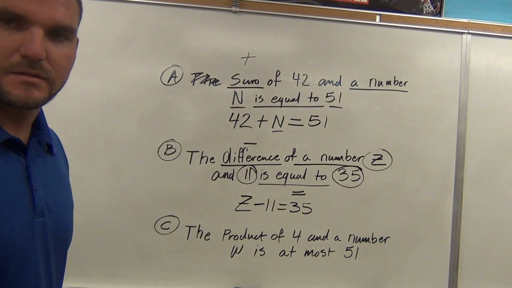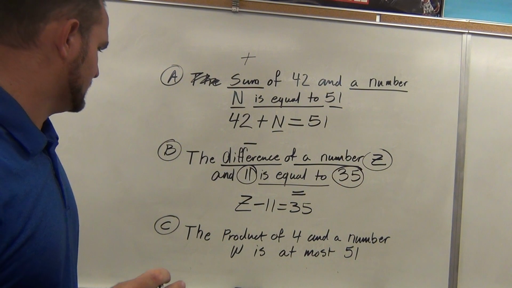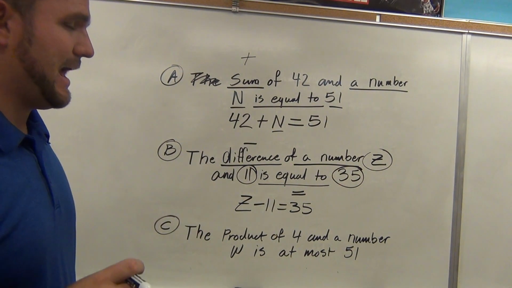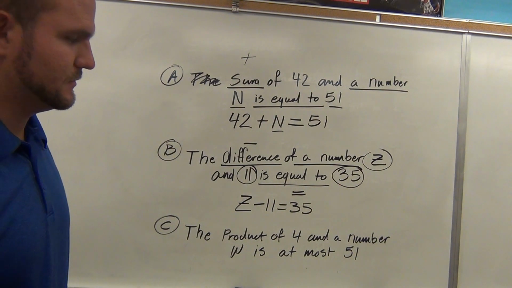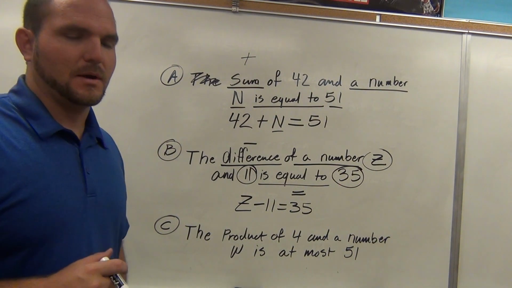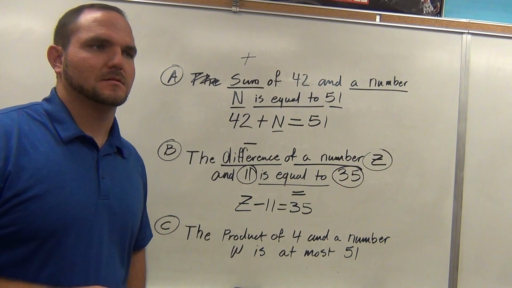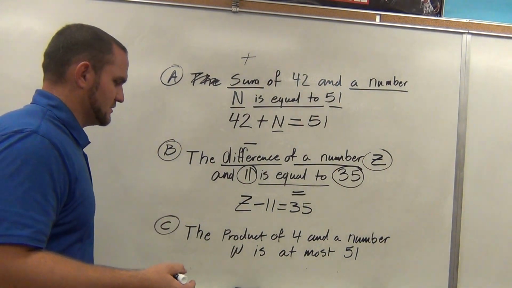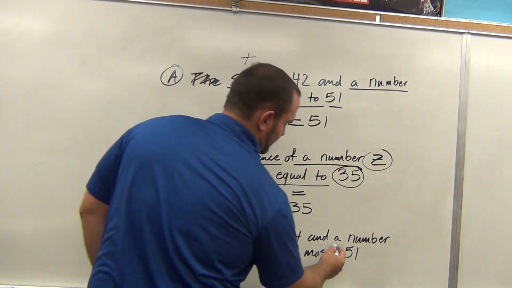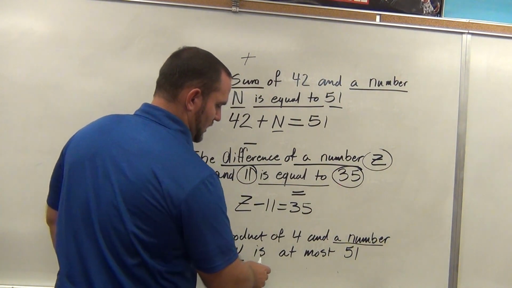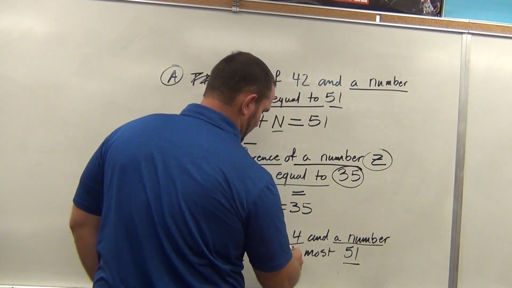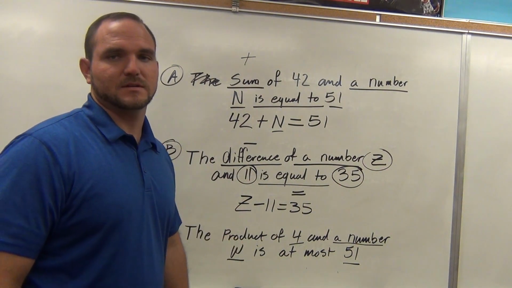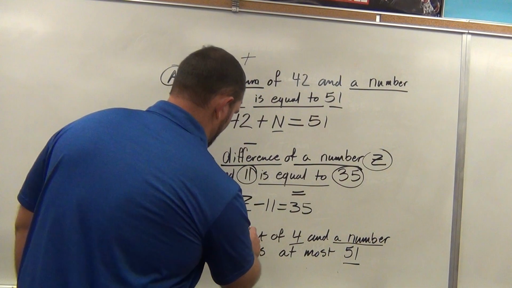The product of 4 and a number w is at most 51. Okay, the at most, you probably haven't heard that phrase yet, is a little bit different. I'll explain to you what it is. So let's point out some other things first. Here's your variable, right? A number w. And there's your 51 and 4. All right. The product. The product is multiplication.